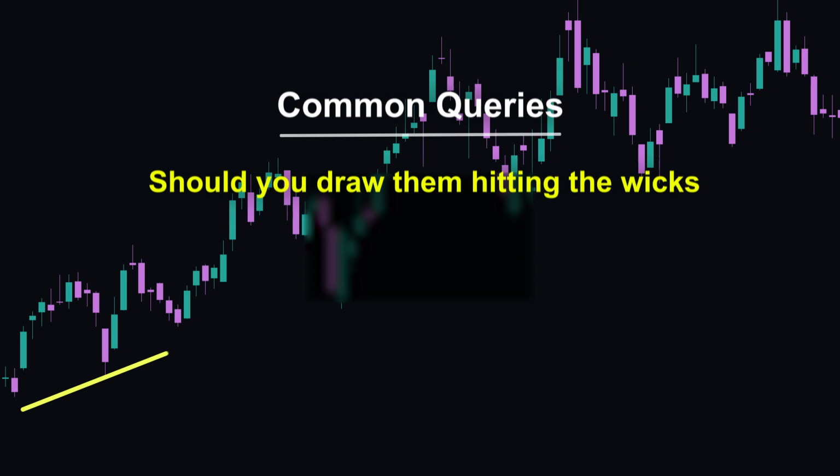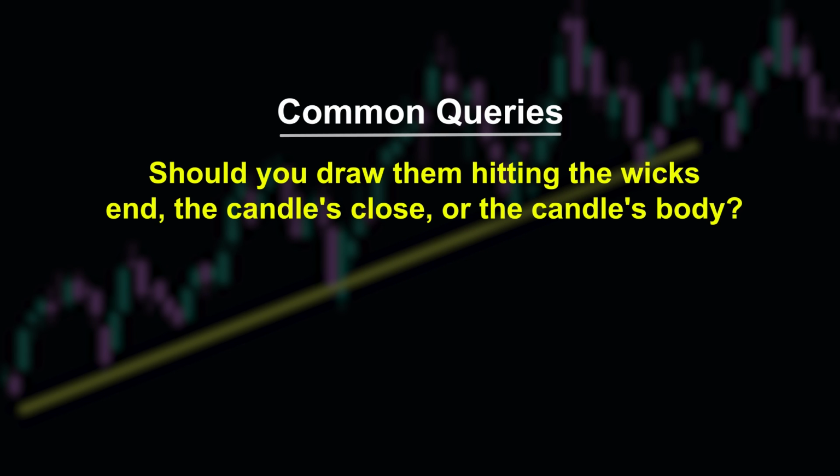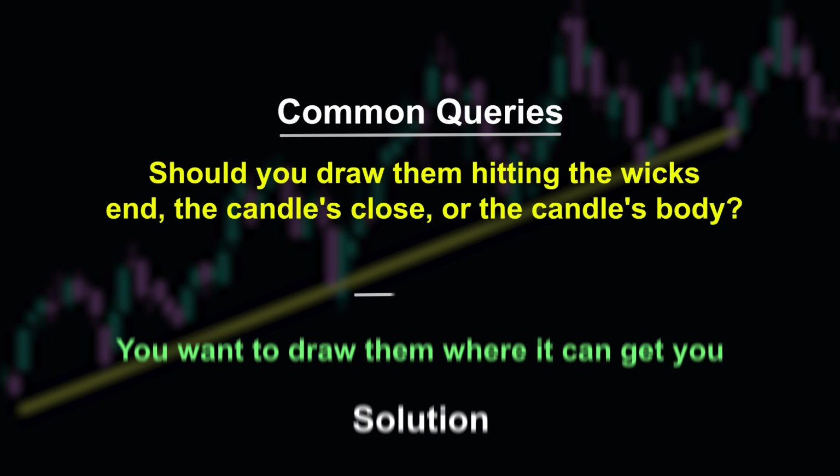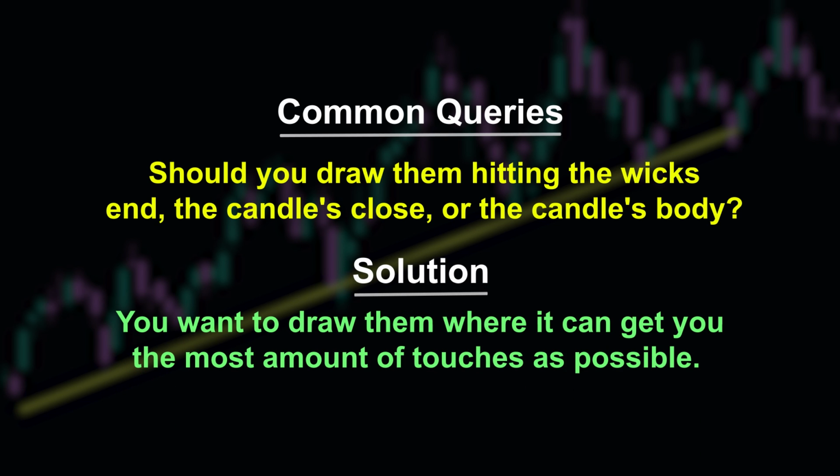One frequent question from beginners about drawing trend lines is whether to draw them at the ends of the wicks, at the candle's close, or along the body of the candle. The best approach is to draw them where they touch the most points on the chart, giving you the most connections possible. Let me show you an example.